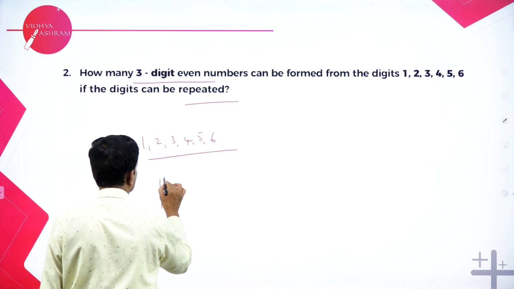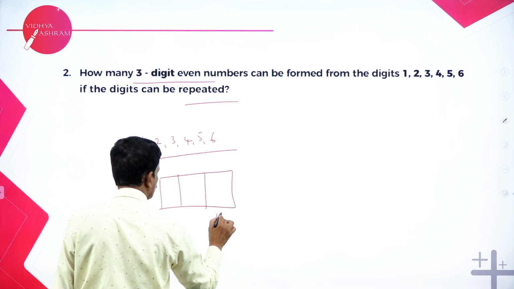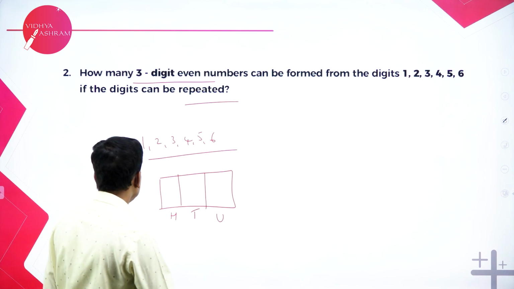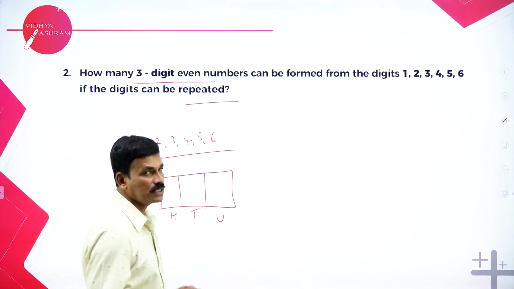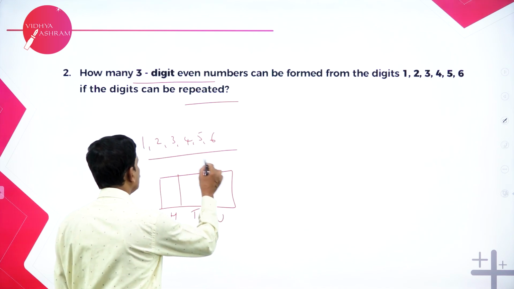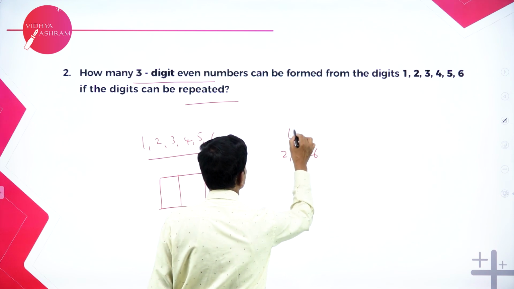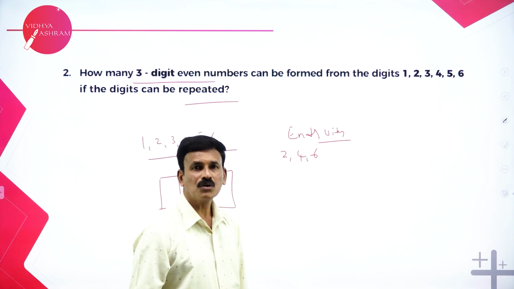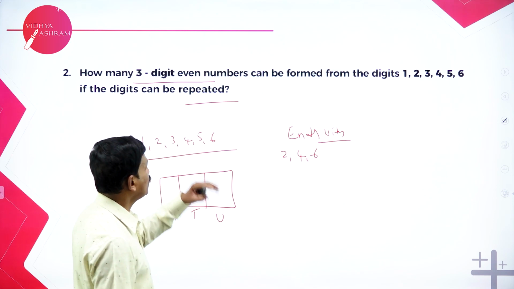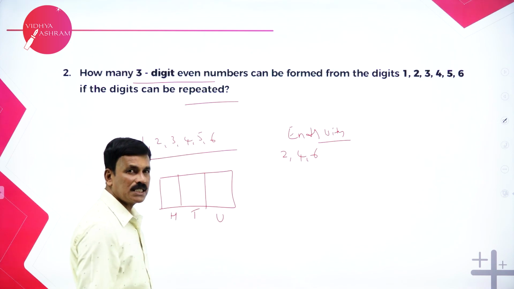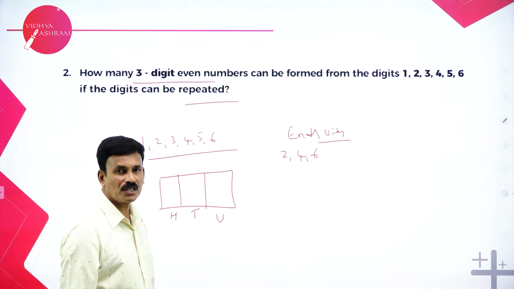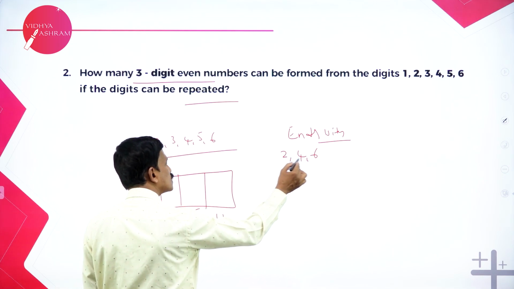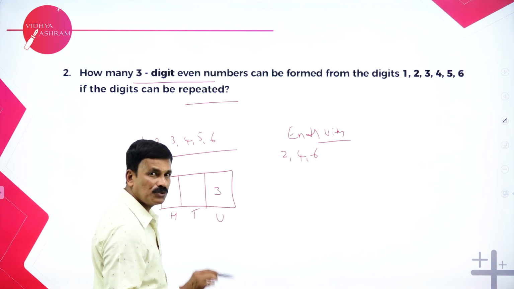So we want to form a 3 digit number. This is unit, 10th, 100th. A 3 digit even number is to be determined. To get a 3 digit even number, the number should end with an even digit, 2, 4 or 6, right? So the unit place can be filled by any one of these 3 even numbers, 2, 4 and 6. That means the number of ways of filling the unit place is 3 ways.